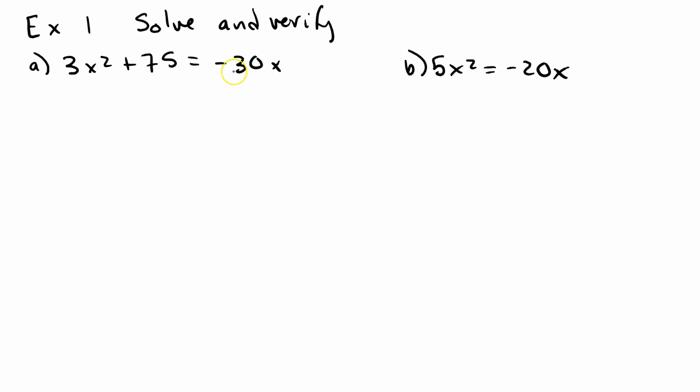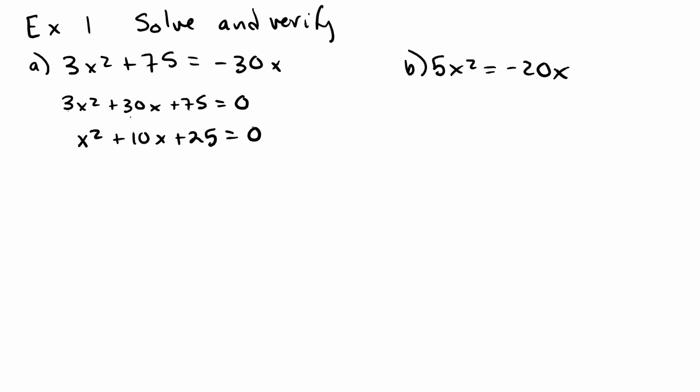What I want to do is set one side equal to 0. So I'm going to add 30x to both sides: 3x squared plus 30x plus 75 equals 0. I know that I have a factor of 3 in all three of these terms, so I can divide all by 3, because if I divide 0 by 3, I still get 0. So I can say x squared plus 10x plus 25 equals 0.